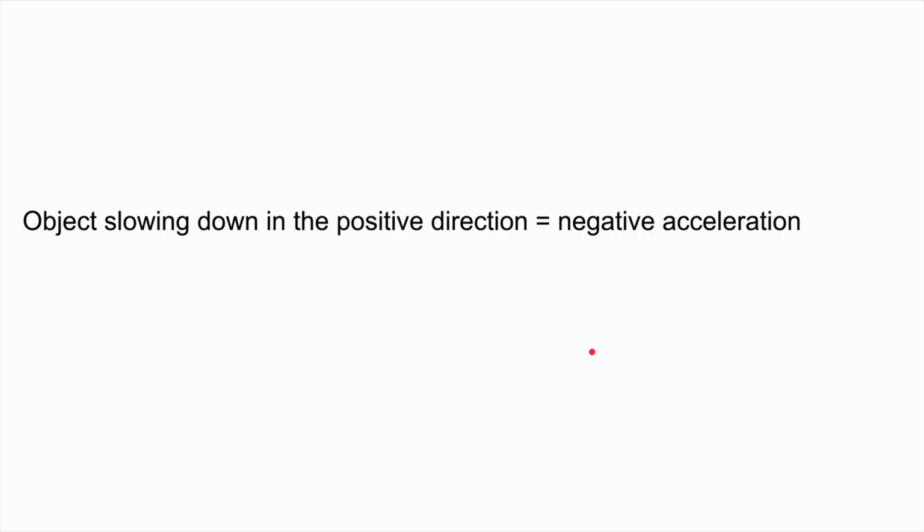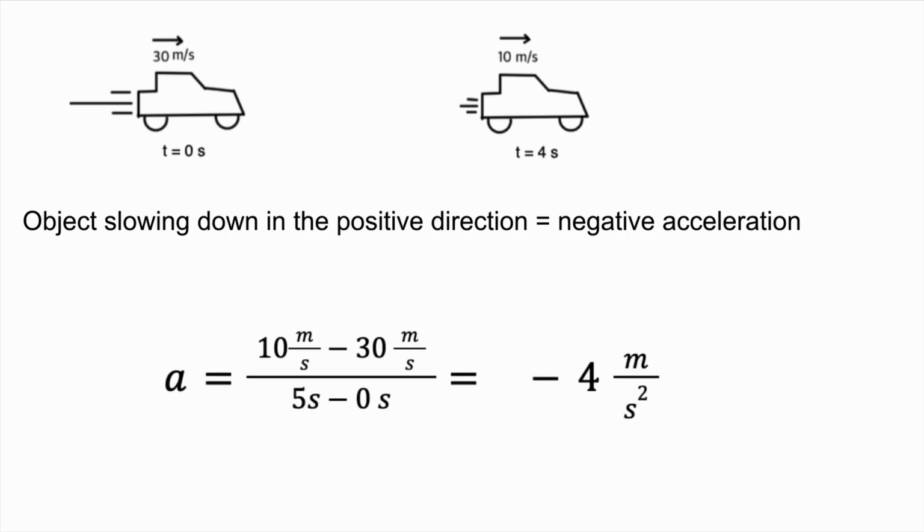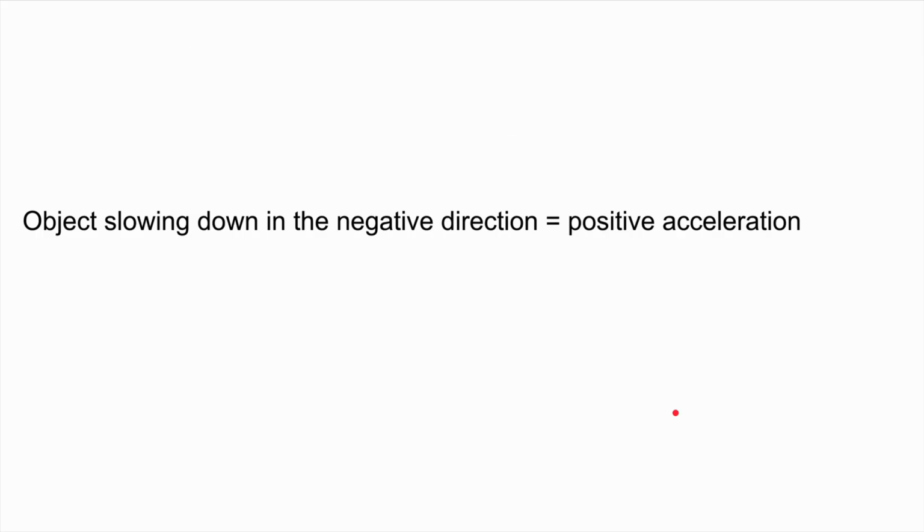And now if an object is slowing down in the positive direction, so I start off going 30 in the positive direction, now I'm going 10, well, it's going to be a negative acceleration. So acceleration is going to be my final minus my initial. And then when I divide by the amount of time, I get negative 4 meters per second squared. I think you see where we're going with this.